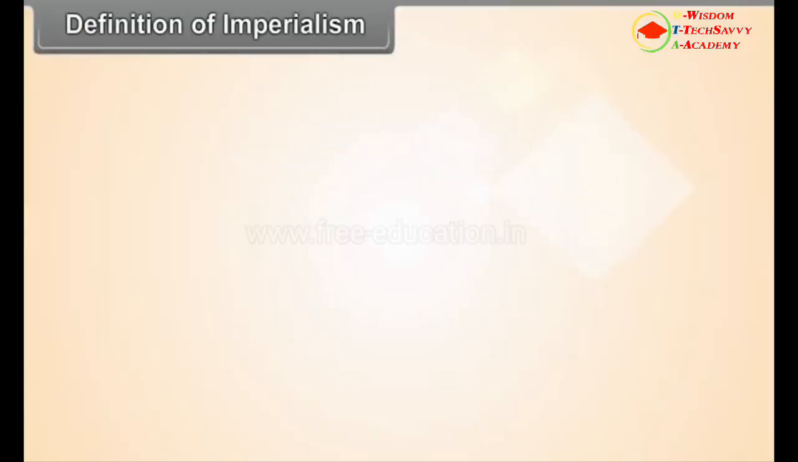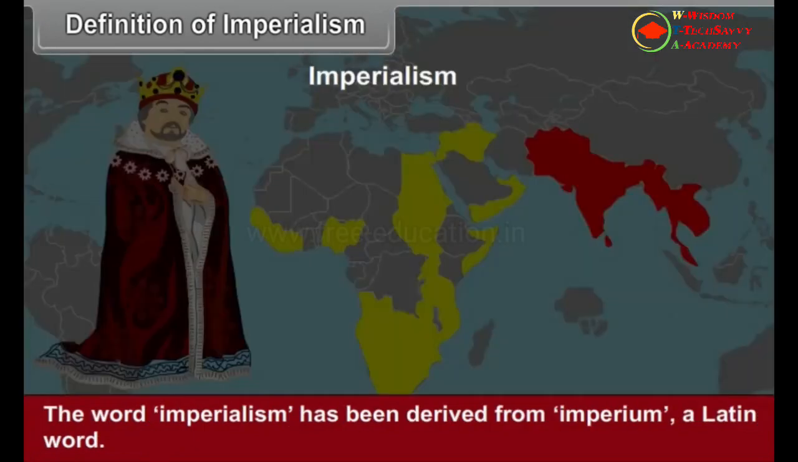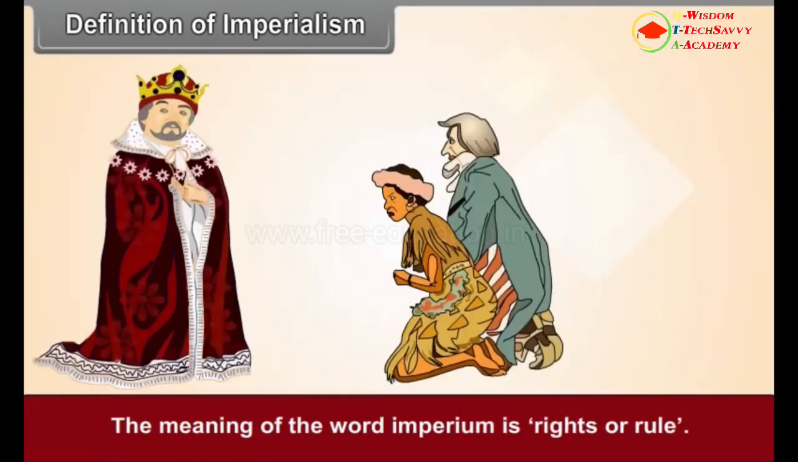Definition of imperialism. It is important to see what imperialism means while understanding this concept. The word imperialism has been derived from imperium, a Latin word. The meaning of the word imperium is rights or rule. Imperialism can be defined as domination of an undeveloped nation by a developed nation by virtue of establishing a colony. In other words, imperialism consists in an absolute domination of one nation by another nation. Imperialism sprouted from colonialism.